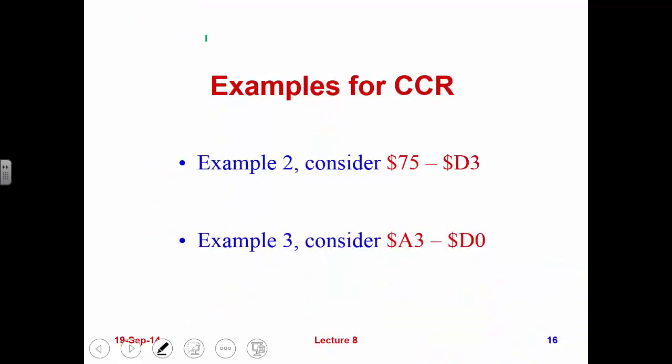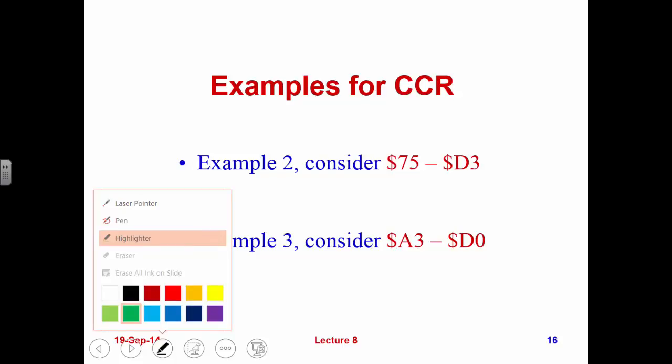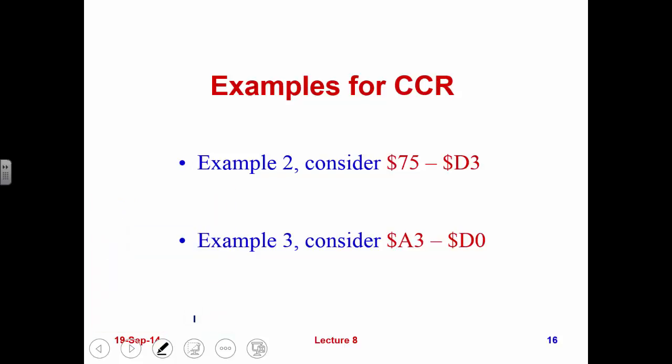So let's take a look at one more example. This time, because I assume you understand very well, I only simply show you the operation, and we did not put these numbers in the instructions in the program. So it's very easy. But this time we take a look at two examples about subtraction. Here we go. We consider 75 subtracted by D3.